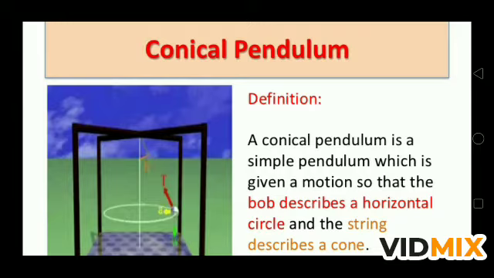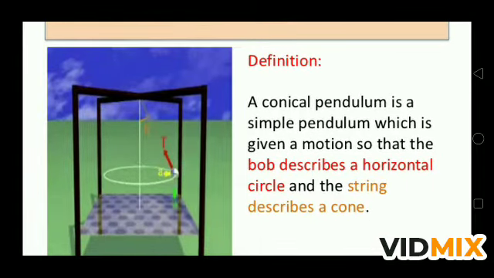So what is a conical pendulum? First we understand what a conical pendulum is. A conical pendulum is a simple pendulum which is given a motion so that the bob describes a horizontal circle and the string describes a cone. Means the bob will move in a horizontal circle and the string with which the bob is attached will make a cone. So this type of motion of a simple pendulum is called a conical pendulum.